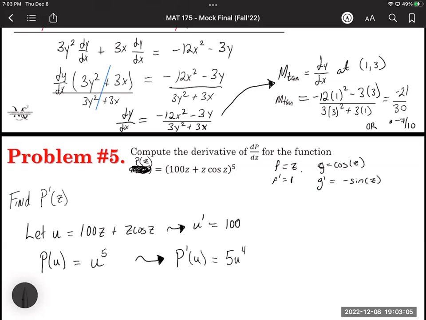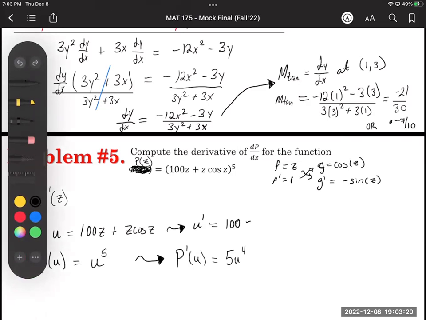By the product rule, you would multiply these two things out, like cross multiplication: f times g prime, plus g times f prime. So f times g prime, z times negative sine of z, becomes minus z sine of z. And then the derivative of f was 1, so 1 times cosine of z is just cosine of z. So that's plus cosine of z.